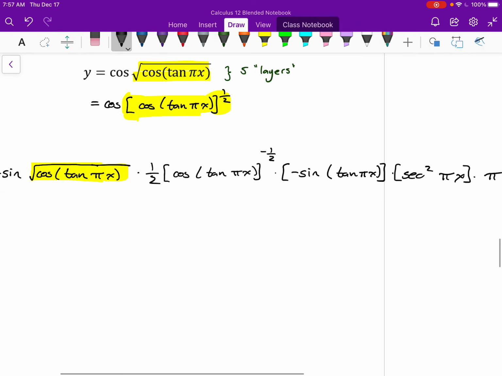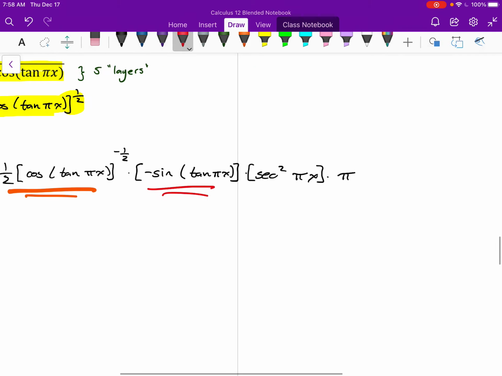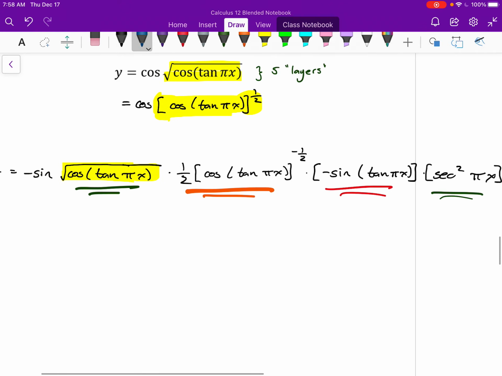And so notice I said there was 5 layers. Here's the first. Here's the second. Here's the third. Here's the fourth. Here's the fifth. Didn't even fit on my page.